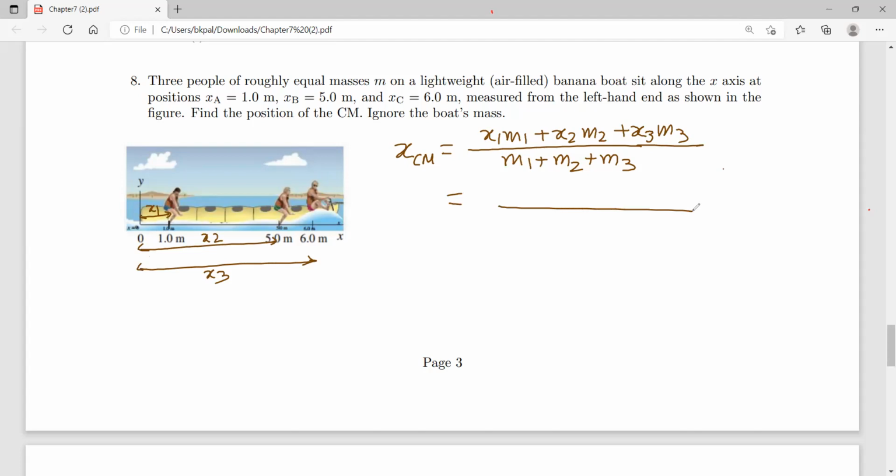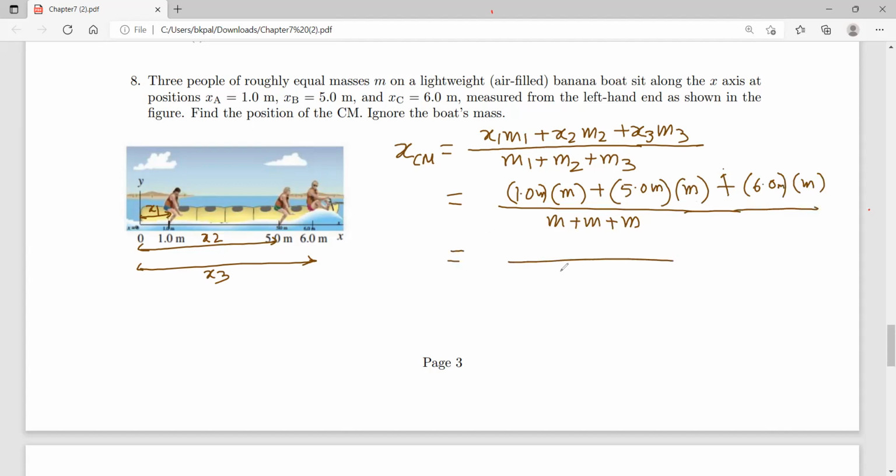So M1, M2, M3 are basically M, and X1 is 1 meter, and the mass of person 1 is M. This is 5 meters, with mass M, and 6 meters with mass M. So here we have 3M in the denominator, and then 1 meter plus 5 meters plus 6 meters, and M is common. So M and M cancel out. We have 12 meters divided by 3, so it is just 4 meters. So the center of mass for this problem is 4 meters.